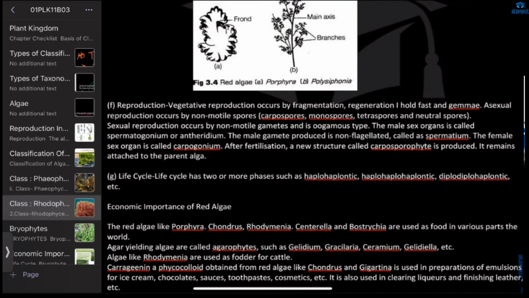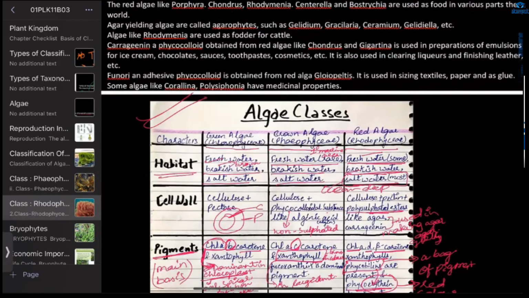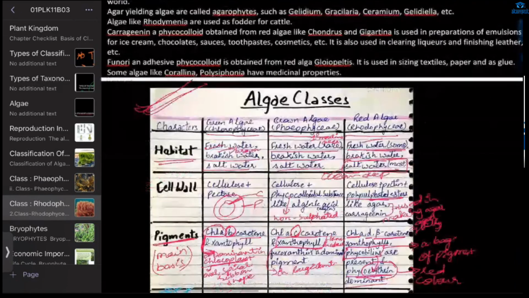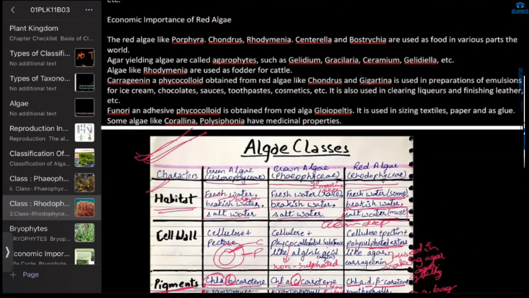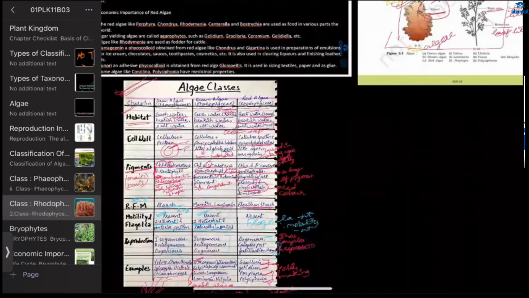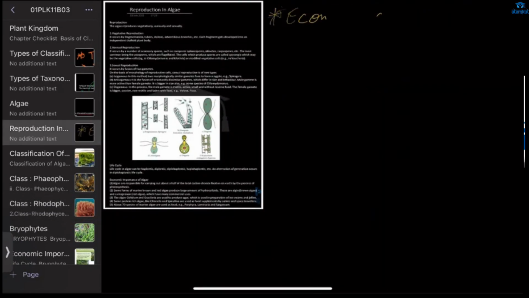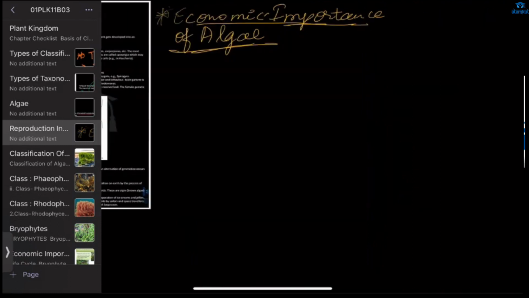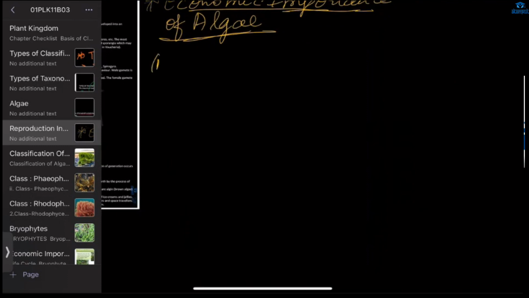Okay, see, if you learn this table, there is no need for you to go separately for the distinctive characteristics of each class. This table has the characteristics of every algae. You just have to write the characteristics, and you will be able to write every single point. So where was I? See, economic importance. Okay, here I will explain on this page the economic importance of algae all together. Later we will see the economic importance of each class. Okay, so first is photosynthesis.